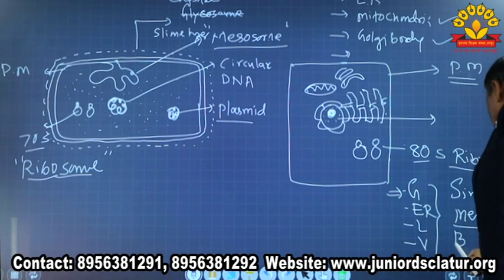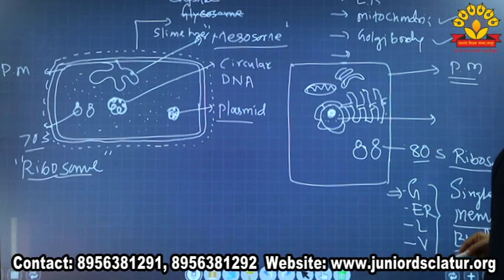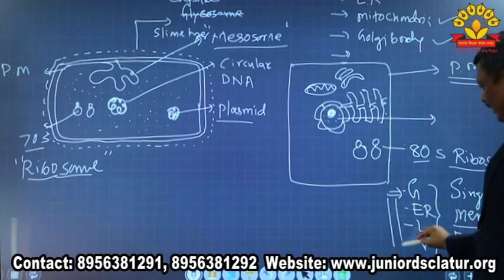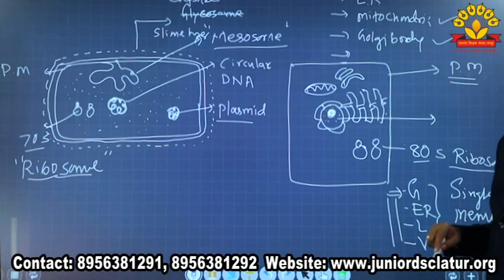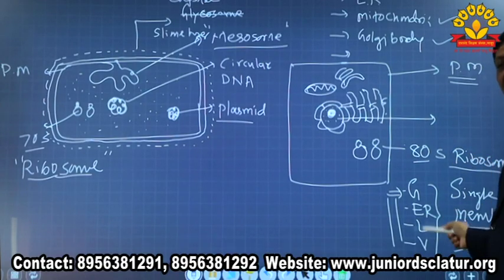Single membrane bound cell organelles which are found inside the animal cell communicate with each other and help each other in their function. Therefore, they are referred to as the endomembrane system. The endomembrane system includes Golgi body, endoplasmic reticulum, lysosomes and vacuoles.